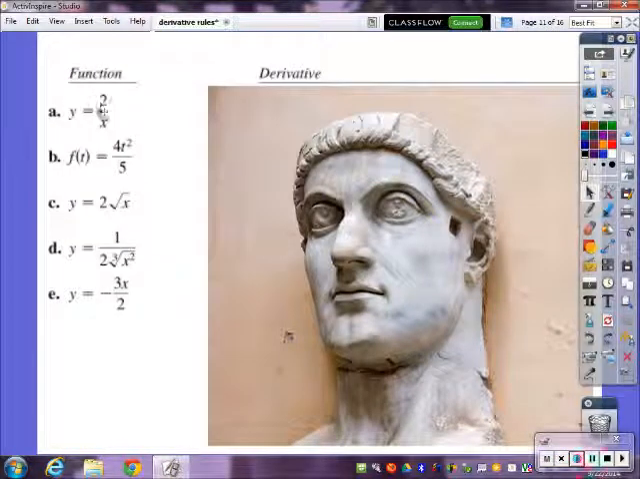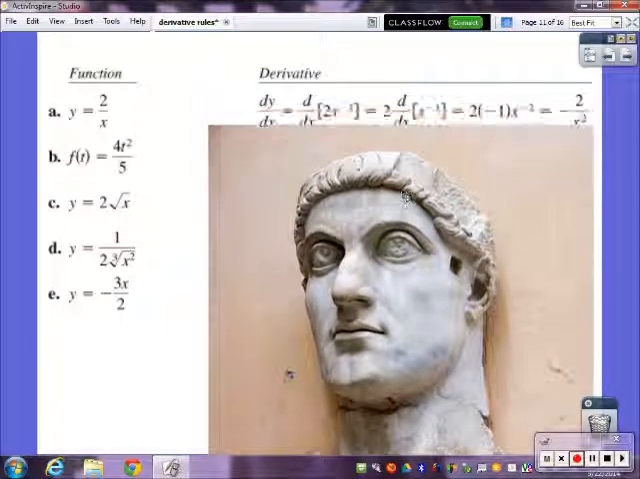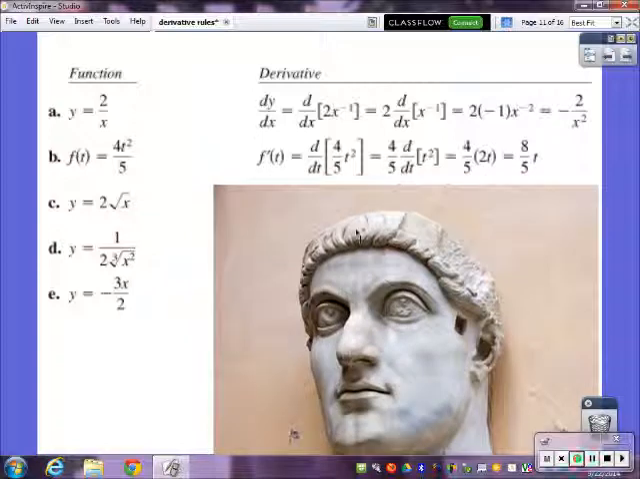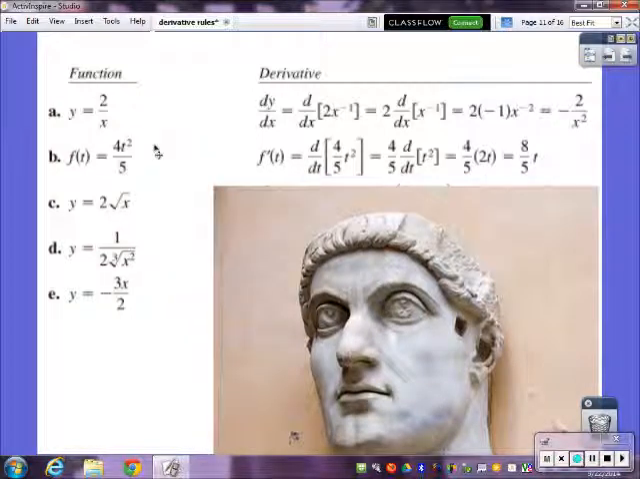So looking at a few examples here, in A, I have y equals 2 over x. Remember, x is on bottom, so it has an exponent of negative 1. So multiply by negative 1, subtract 1, and the 2 carries over. When you subtract 1 from negative 1, you get negative 2. So it would be negative 2 over x squared. And then here, my constant would be 4/5. So multiply by 2, subtract 1 from the exponent of 2, and you get 8/5 t.